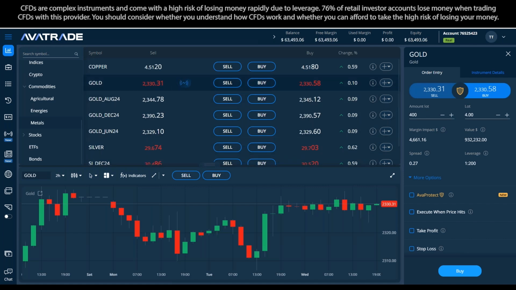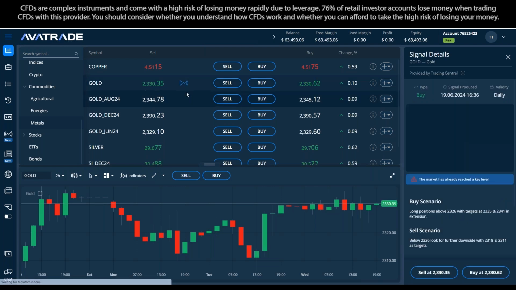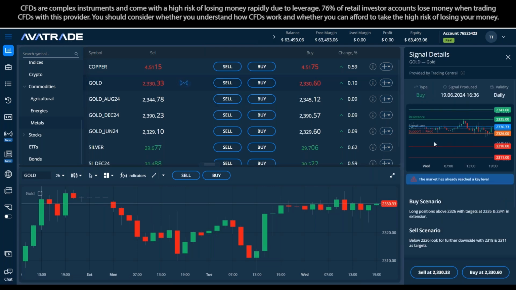Not everything has a signal, but I do see gold has a live signal right now. That's what this symbol is. So if we click on that symbol, we get the signal off to the right. Okay, and this was a buy signal. It shows that the market already hit one of the key levels. It tells you here, and that key level was the pivot level. And so this line here within the signal is what we call the pivot level.